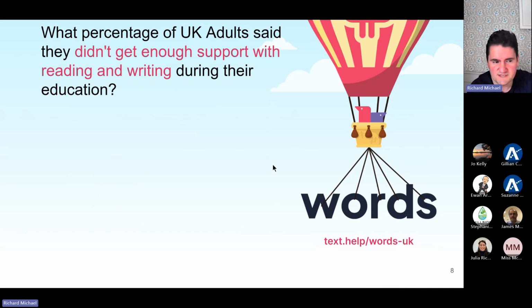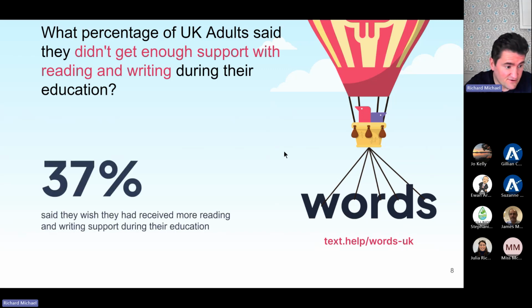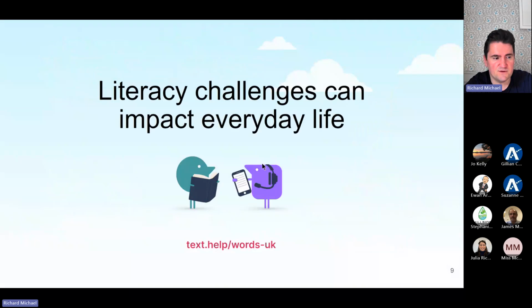And then moving on from that, what percentage of UK adults said they didn't get enough support with reading and writing during their education? That actually increases to 37% of adults who wish that they had received more reading and writing support during their education. So with the use of Read and Write and the tools that we're building at Text Help, you're already giving all your students right across the council a fantastic opportunity to access the content that they're being provided with through the curriculum and build a much better understanding and put their knowledge down on the page as well.